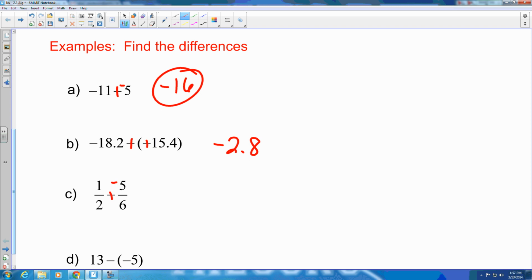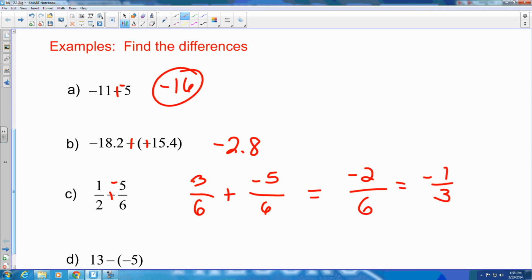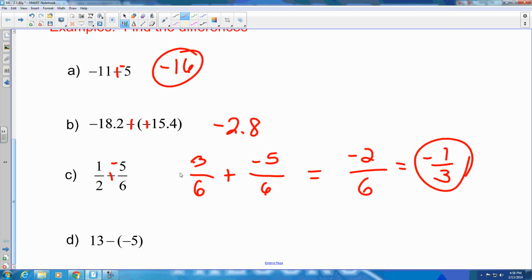When it comes to fractions, I want a common denominator. The common denominator is going to be 6. So this is 3 over 6 plus negative 5 over 6, which is negative 2 over 6, and reduced down it's negative 1/3. And for example D, again, cross the line, change the sign. Now it becomes a straight addition problem, and it comes out to a positive 18.